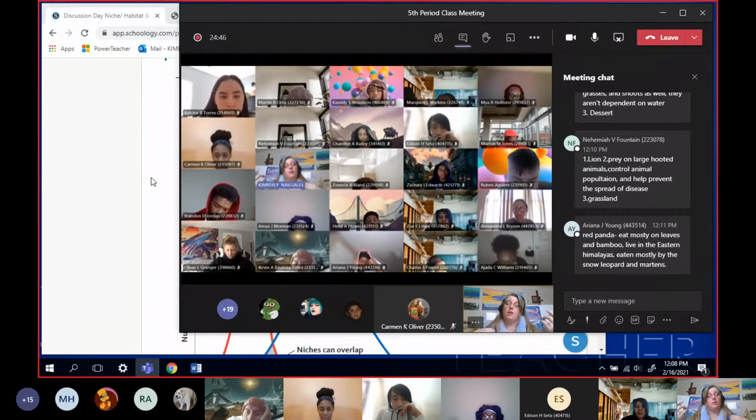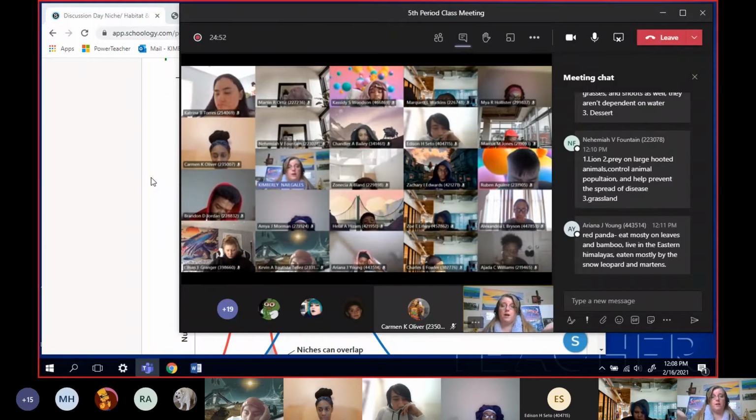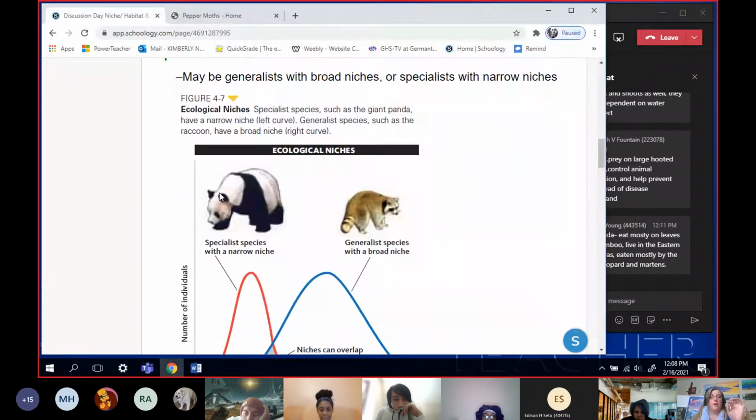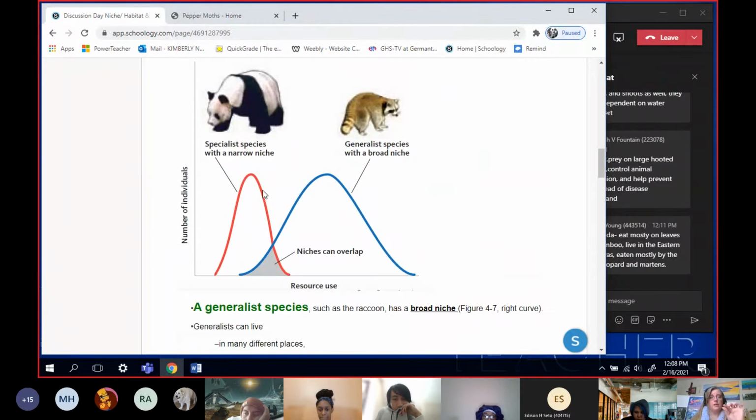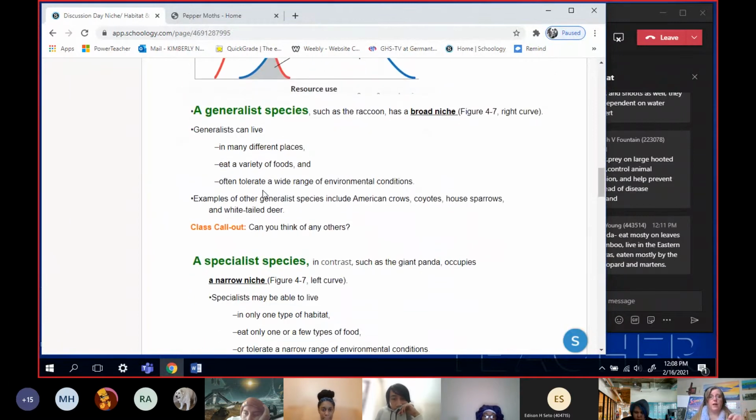Now, you did see in your notes, we did get some good news because we were working so hard with the pandas. We were able to move them from endangered into vulnerable. So that was really pretty awesome. But they are a specialist. They only want a certain number of things, a tiny little narrow niche. Whereas the generalist, like the raccoon, has a very broad niche. They can live in many different places, eat a variety of foods, and tolerate a wide range of conditions.